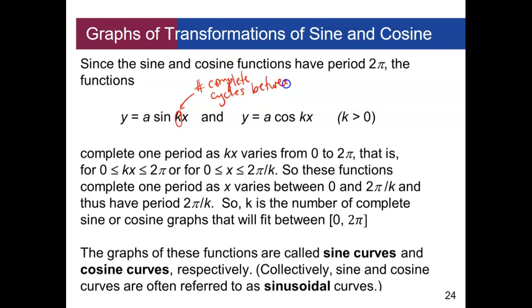between 0 and 2 pi. So if I had the number 3 here, then I would expect to see 3 complete sine graphs between 0 and 2 pi. So what's happened is that has had to smash them together. It's actually compressed them, a horizontal compression or horizontal shrink, basically.